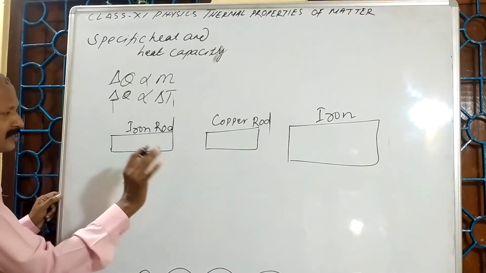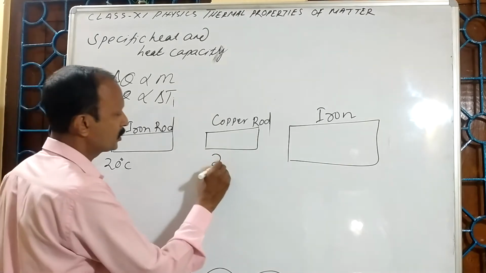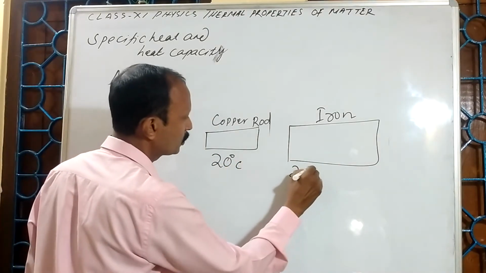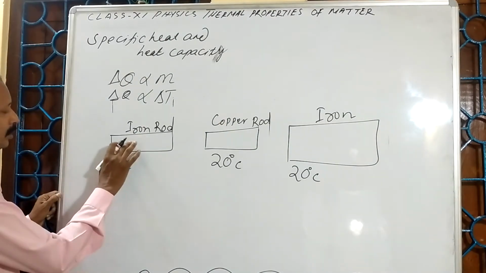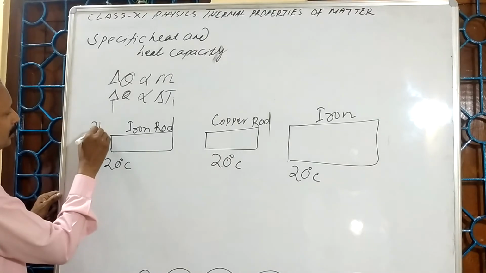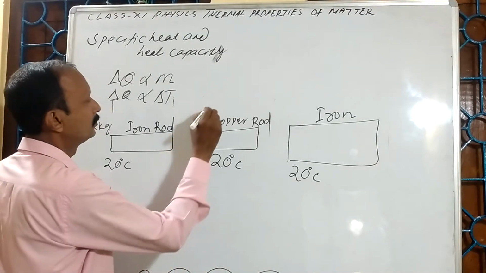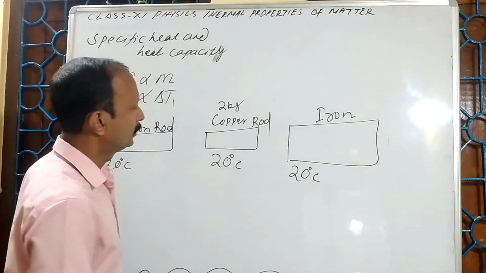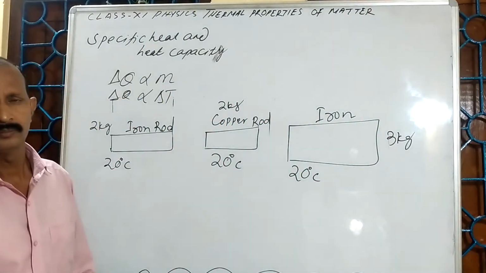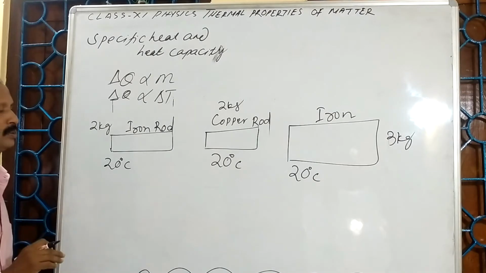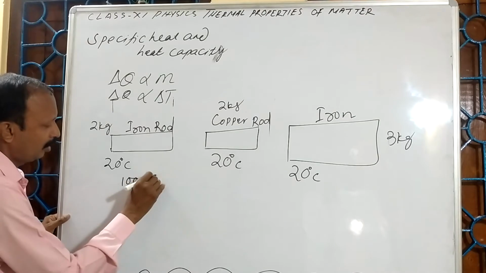Think initial stage, its temperature is 20 degrees Celsius, here also 20 degrees Celsius, here also 20 degrees Celsius. In the first case, you think that its mass is 2 kg. Its mass is 2 kg. Its mass is 3 kg. Listen carefully. Suppose I supplied heat of 1000 joule here.